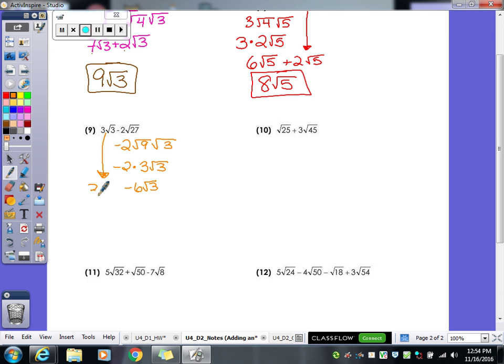And again, I'm going to bring down that first one, that 3 radical 3. I've got to keep that one there. So what's our final answer? Negative 3 radical 3.